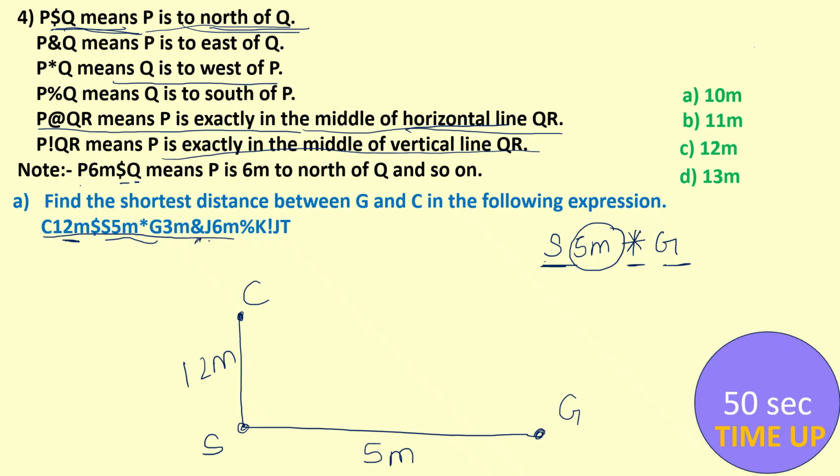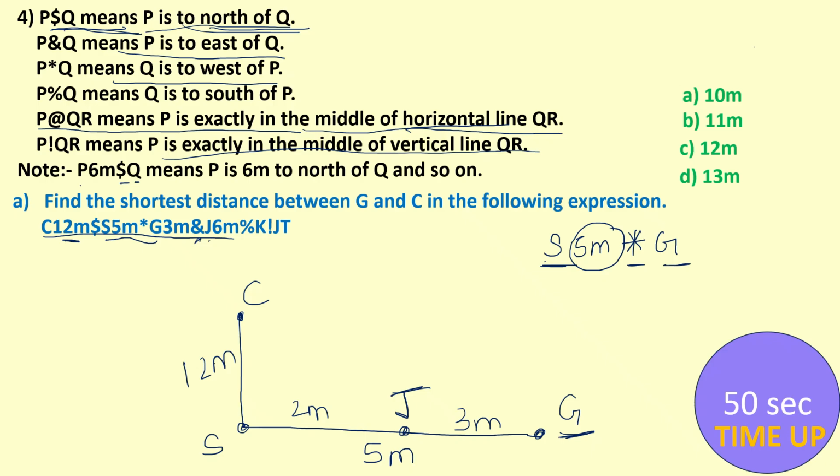Next, G and J they have given. G and J means what? G is to the east of J. So where should I place J? J will be somewhere here. Okay. So if I place J here, then G will be to the east of J. Okay. And how much meter? 3 meter. So if this full is 5 meter, if J to G is 3 meter, then this will be 2 meter. Correct?